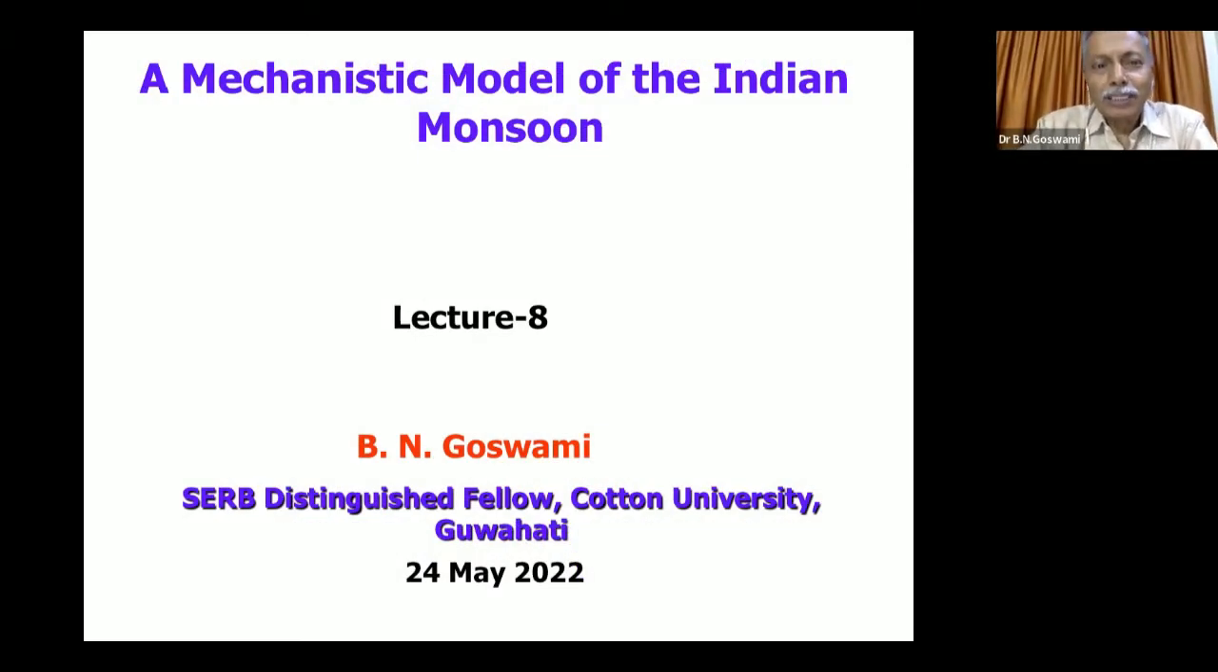Today we are going to talk about a model of the Indian monsoon. I call it a mechanistic model because it is not really a theoretically closed model. It is because, as I said in the last lecture, for the regional monsoon, the energy balance and the angular momentum balance cannot be closed very nicely, and therefore we cannot really develop a very closed kind of theoretical model. But we develop a model that will explain all the features of the monsoon, and that is more of a conceptual model rather than a theoretical model.